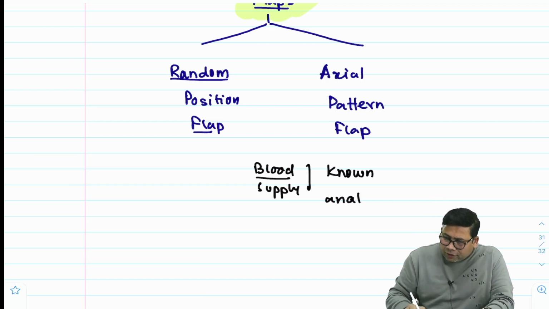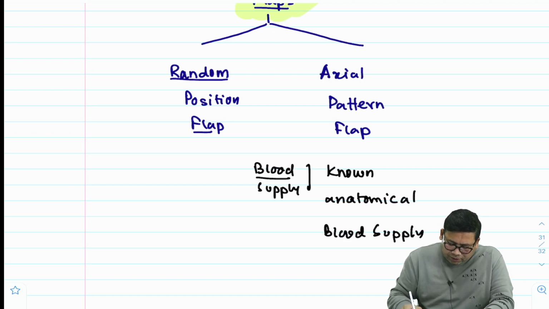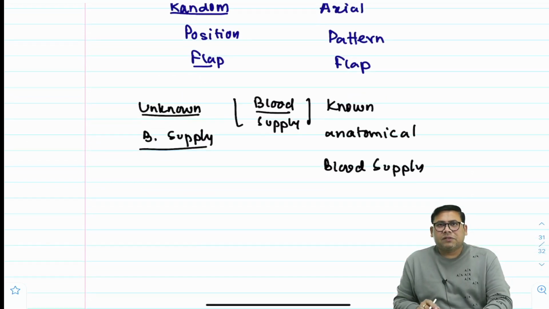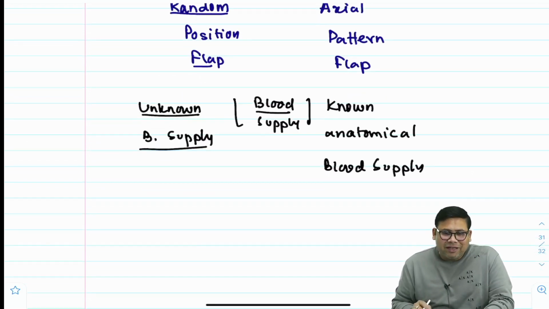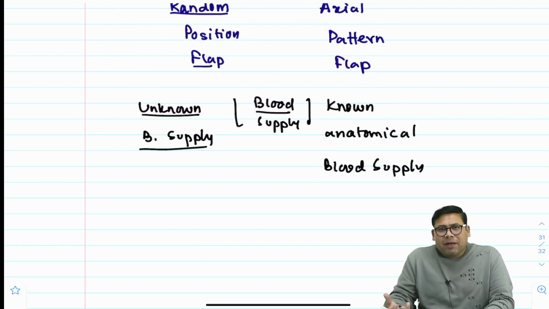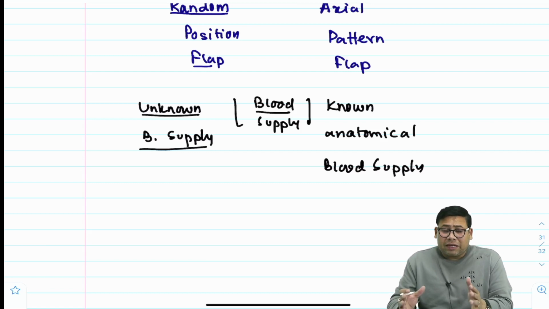So known anatomical blood supply, if we have that, that's an axial pattern. And if we have unknown dermal, subdermal blood vessels behind that, that is a random pattern. So unknown blood supply versus known anatomical blood supply, they are very, very, very important. I hope you know the classical examples: TRAM is an axial pattern flap, latissimus dorsi, trapezius, all those blood vessels which we can name.